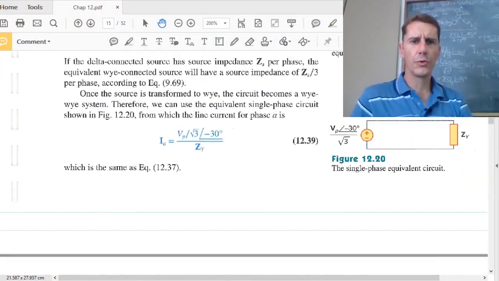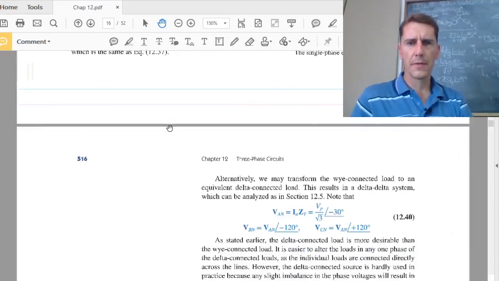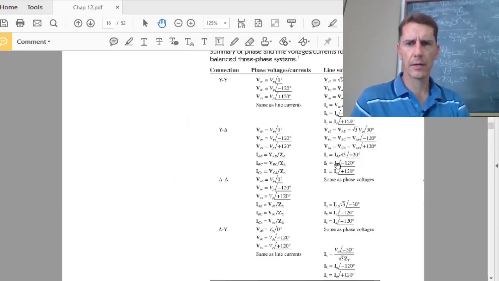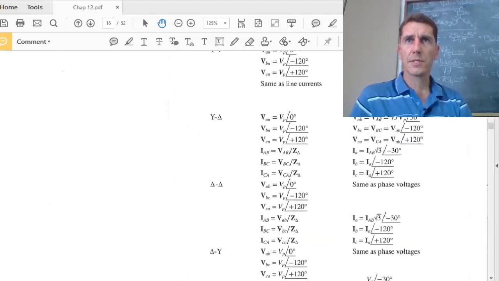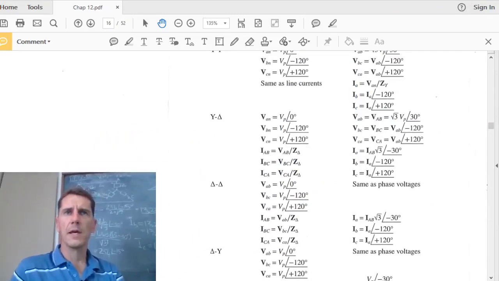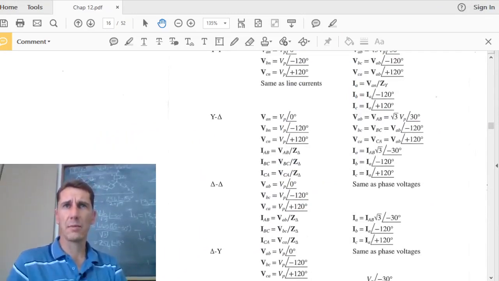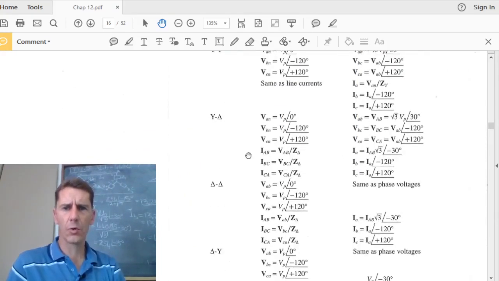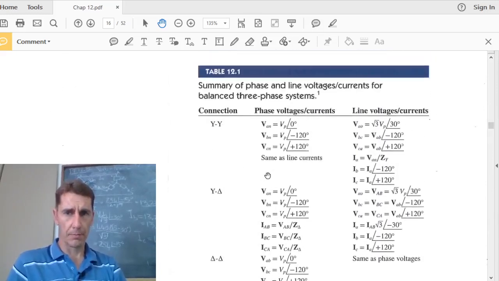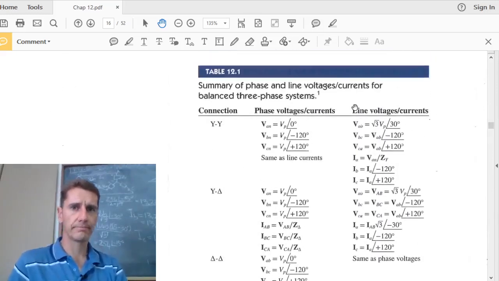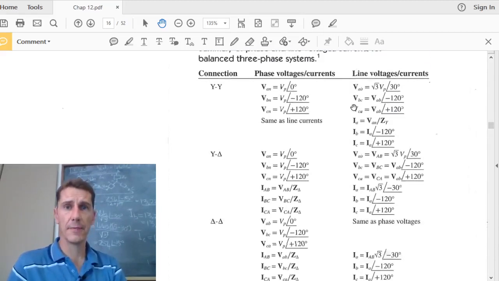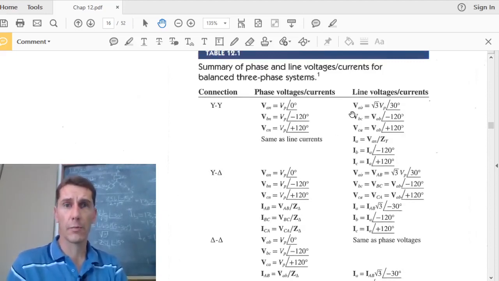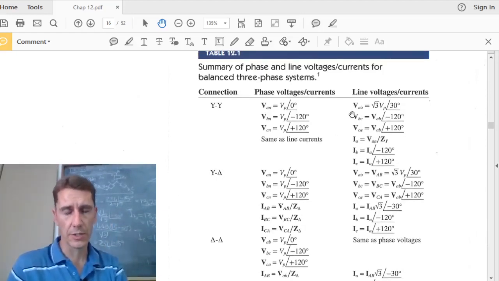After you've done all four configurations, the textbook hits you with this table. Let's zoom in. The textbook gives you a solution for every type of configuration connection, all the equations you must use depending on what you want to solve. Now honestly, what's easier? Using this table or using my two equations? I've solved all our problems with just those two equations.